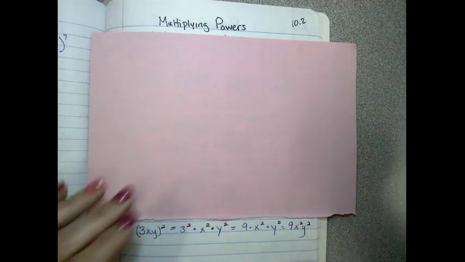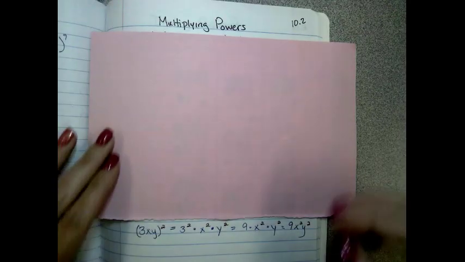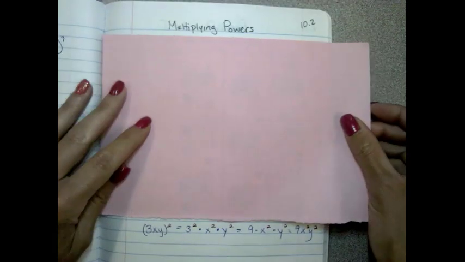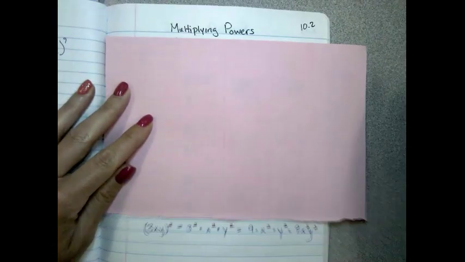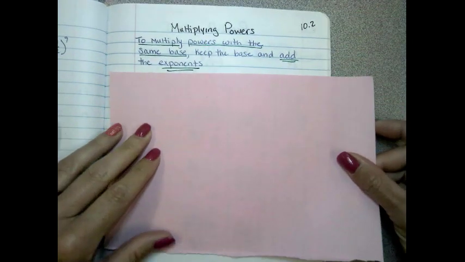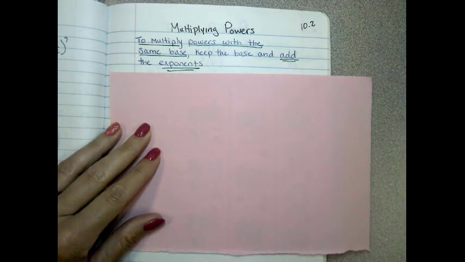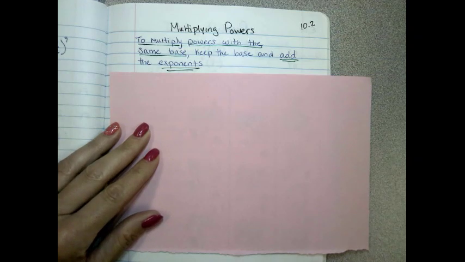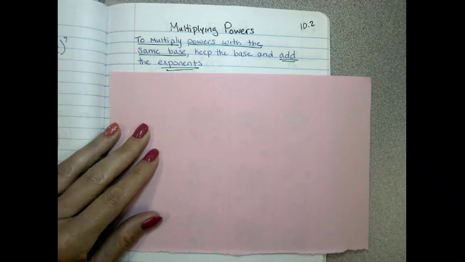Now we're going to practice our first rule with exponents, and it's going to be multiplying the powers. To multiply powers with the same base, keep the base and add the exponent. Pause the video while you write this down.